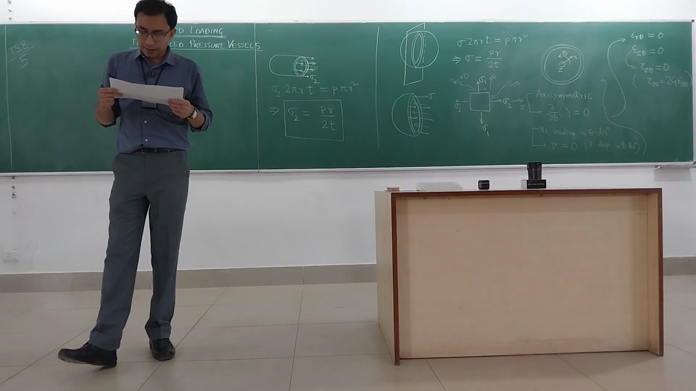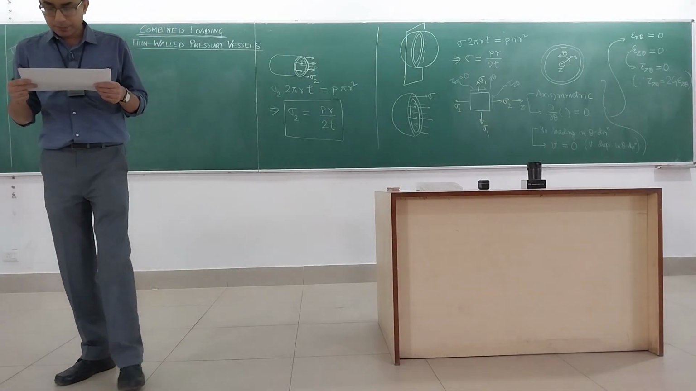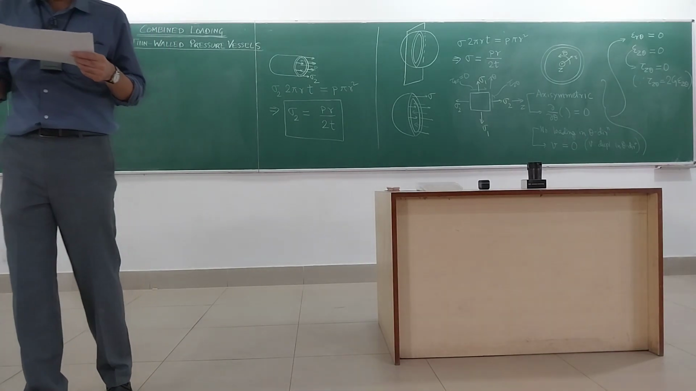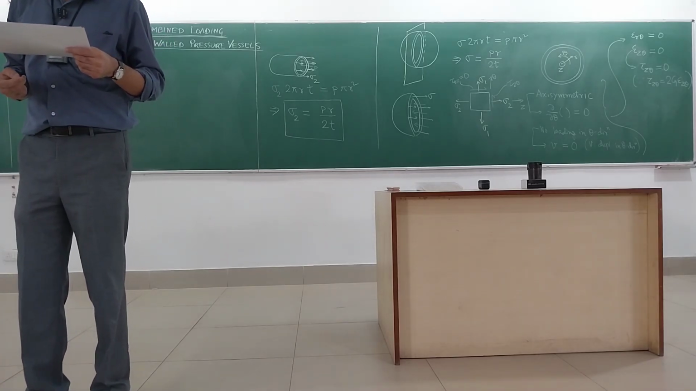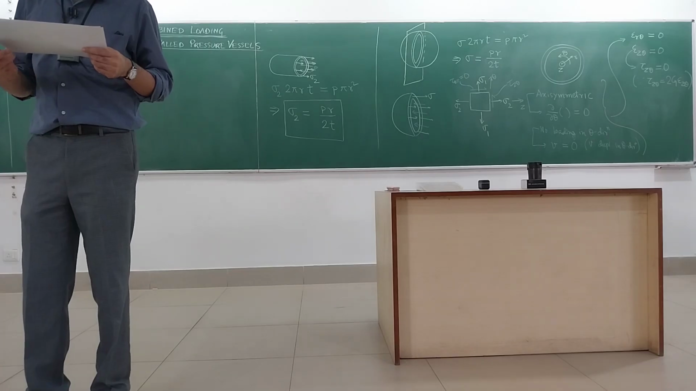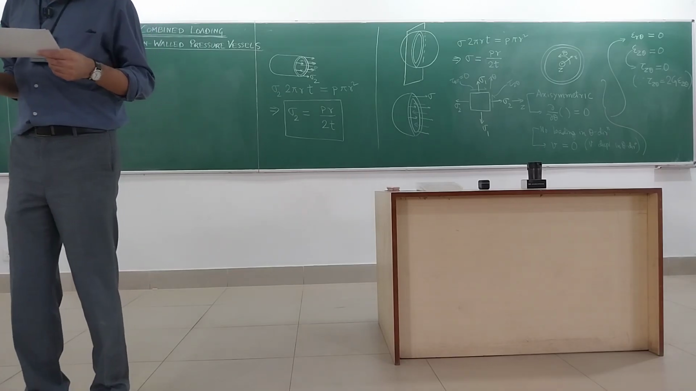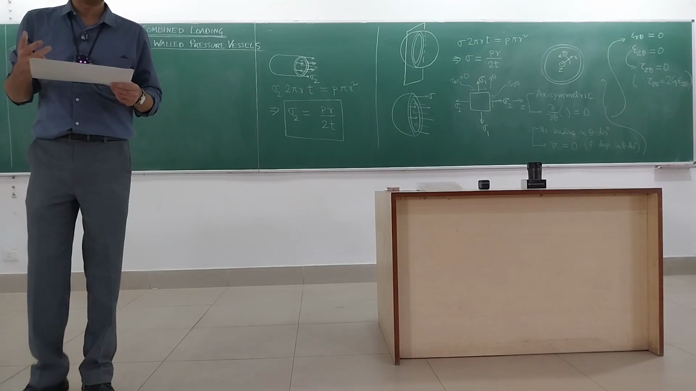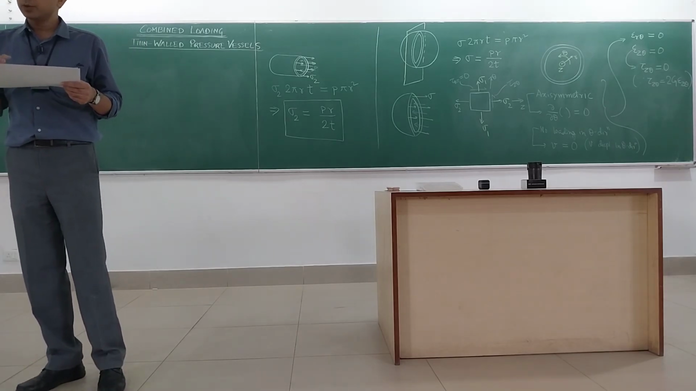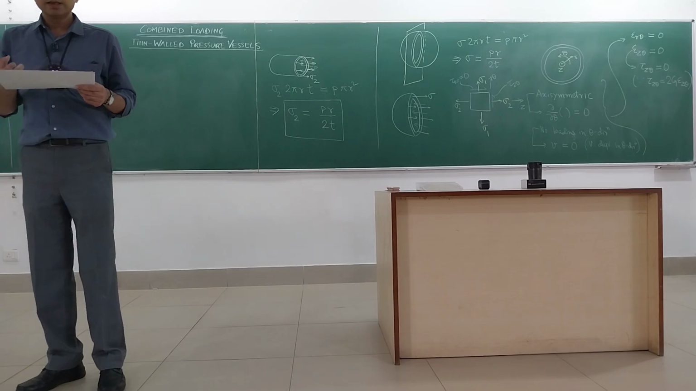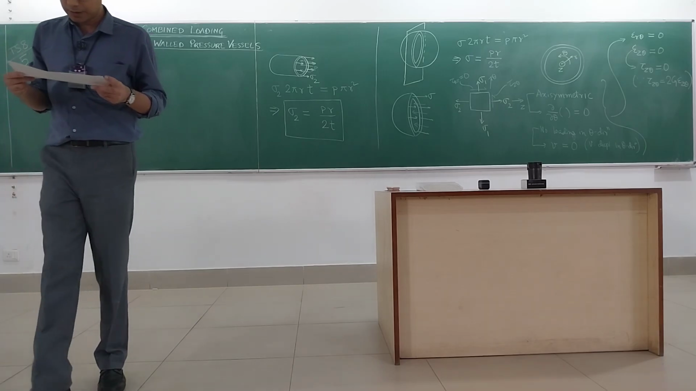Question number 5. The thin-walled cylindrical pressure vessel shown in the figure is subjected to an internal gauge pressure of 15 megapascal. Gauge pressure means what? Over and above the atmospheric pressure. So outside also there is a pressure. The pressure that we are writing here is over and above that atmospheric pressure.